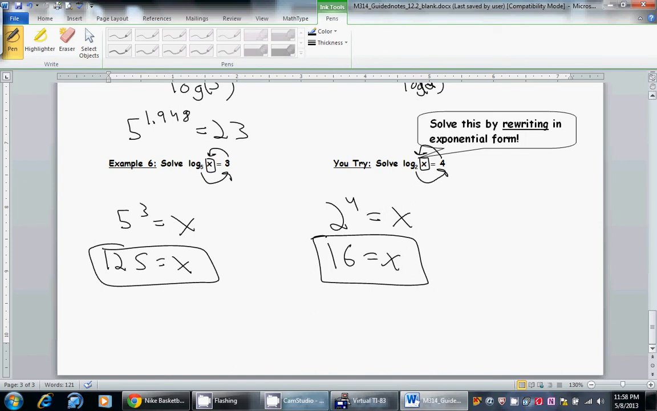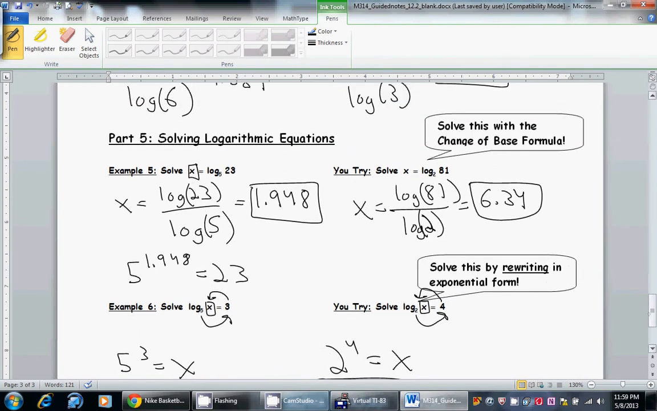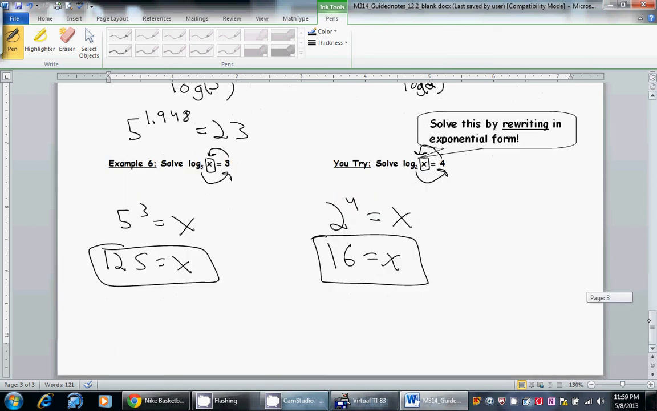You're going to see a little bit of these on your homework. Depending on where your variable is, on these first two, the value you were looking for, x, was what the log was equal to, so we used change of base up here. And down here, the variable was a part of the log, so to solve for that, I rewrote it as an exponent.